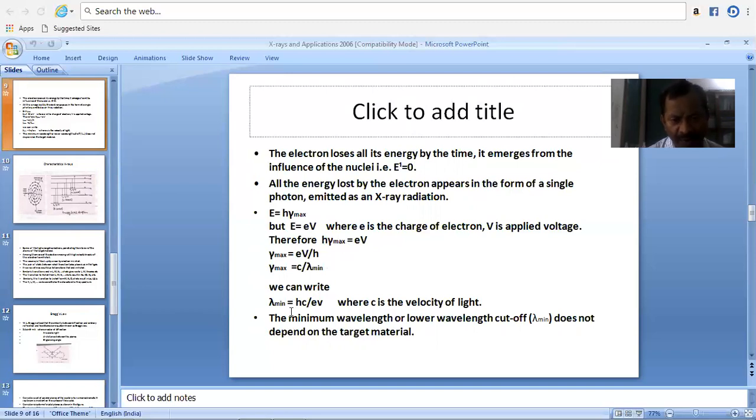Then we can write lambda minimum is equal to hc by eV, where c is the velocity of light, h is Planck's constant, e is the charge of the electron, V is the applied voltage. Lambda is the wavelength that we are going to use for the monochromatic light. The minimum wavelength or lower wavelength cutoff, that is lambda minimum, does not depend on the target material.